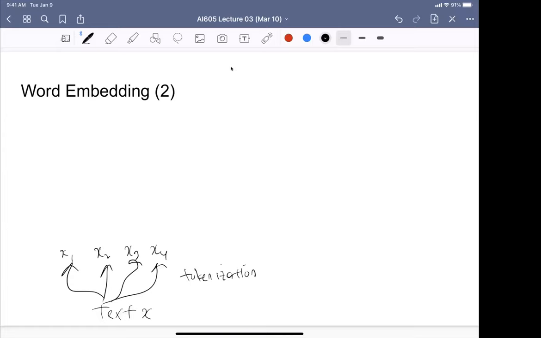Then we're gonna map this into vector space by using the word embedding, because we assign a vector for each word, right? So I'm gonna use a bit different way of writing x here, basically this x. So that's what's called word embedding.